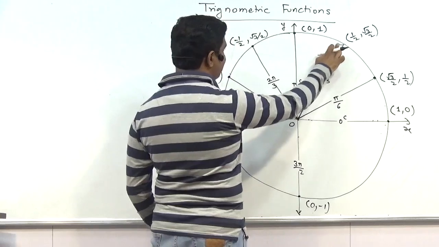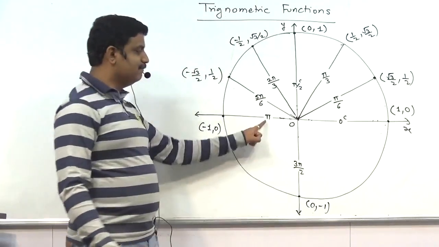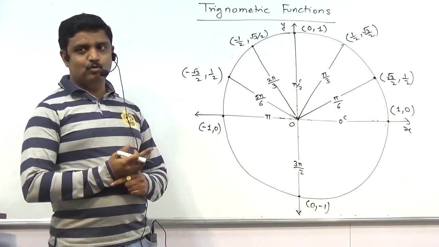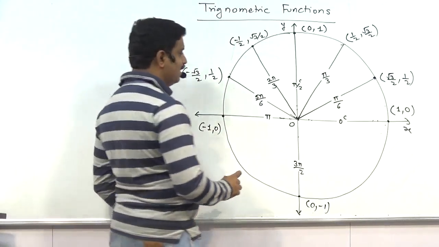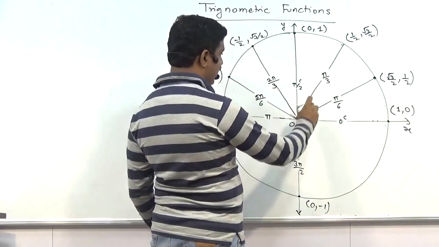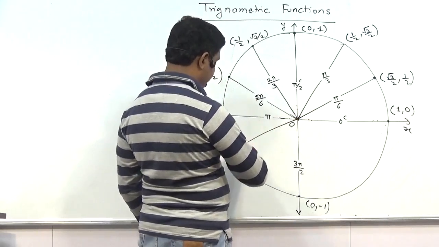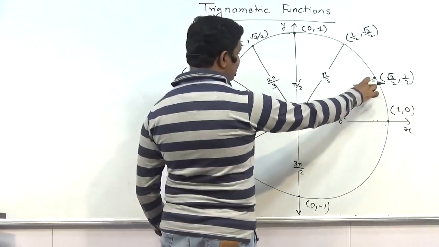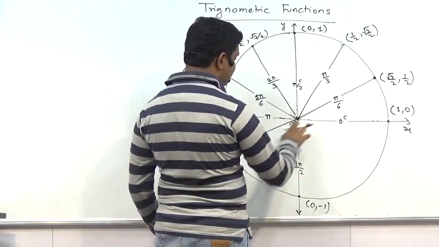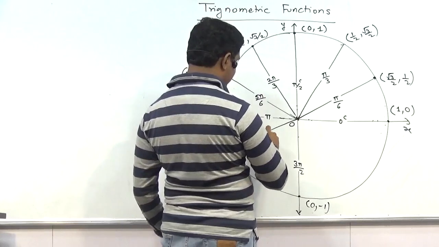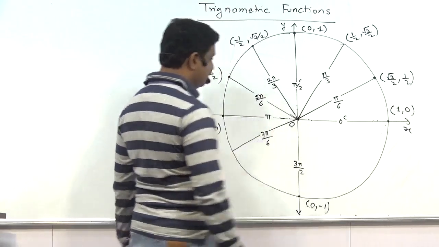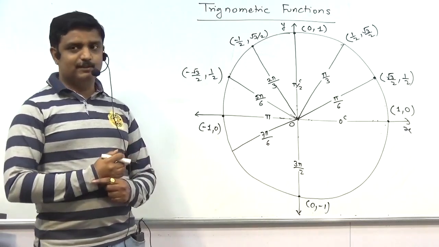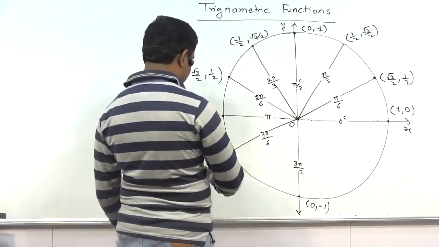30, 60, 90, 120, 150, 180. We already covered 180. Next is 210, 7 pi by 6. I will just join this point with O and continue the same line. This will automatically be 7 pi by 6. What will be this angle? 7 pi by 6. So what will be these coordinates?